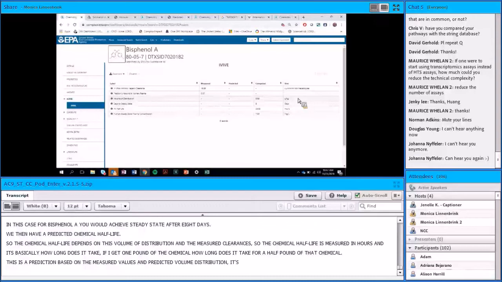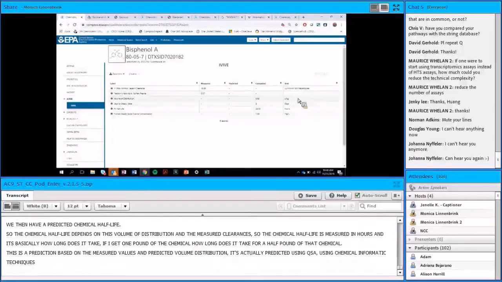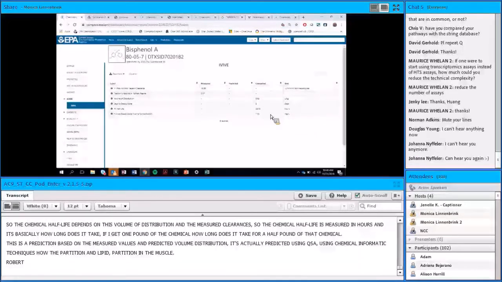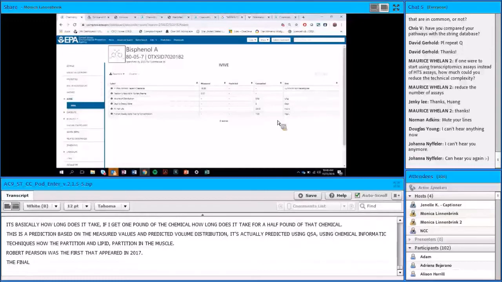of distribution. The volume of distribution is actually predicted using QSAR, or using chemical informatics techniques to try to predict how the chemical partitions into different tissues. Does it partition into lipid? Does it partition into muscle? Does it partition into nothing? The paper that describes that method is, Robert Pierce is the first author, and appeared in 2017.